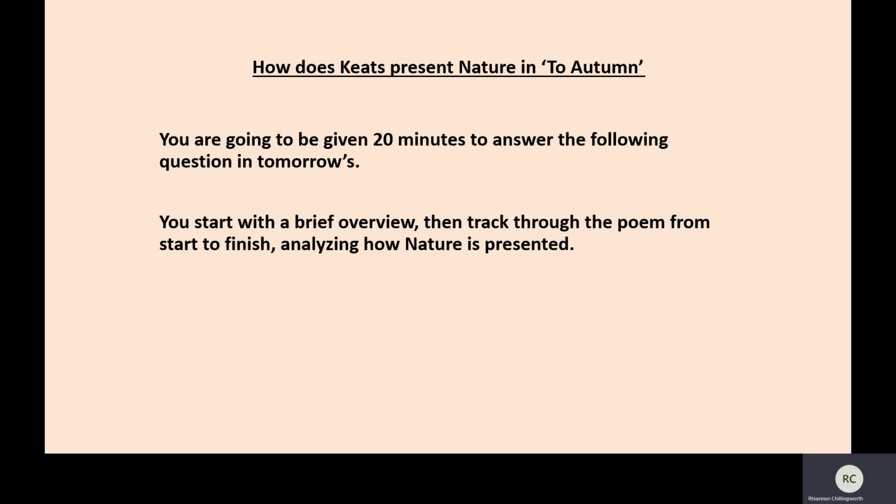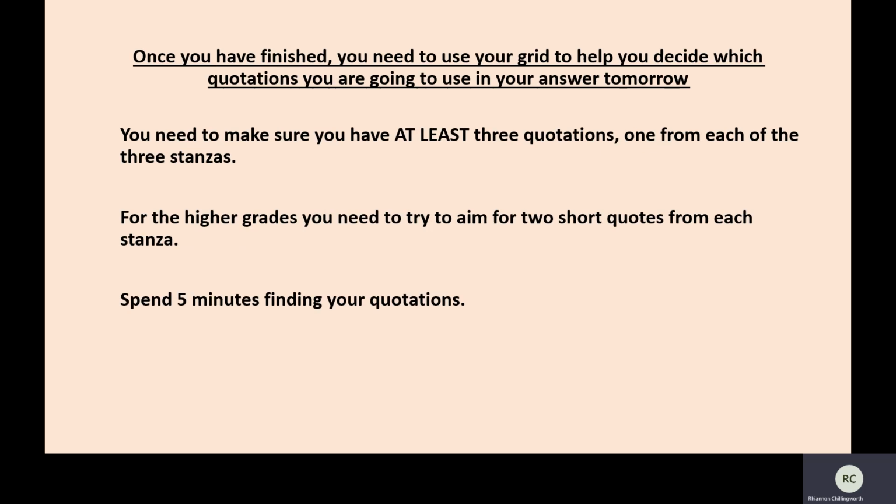So the question that you will be answering, not today, but in the lesson tomorrow, is how does Keats present nature in To Autumn? And we know in the exam, when you're asked to write about the first poem, you have 20 minutes in order to do so. We know that you must start with a brief overview, summarising how nature is presented. Then you track through the poem from start to finish, analysing how nature is presented.